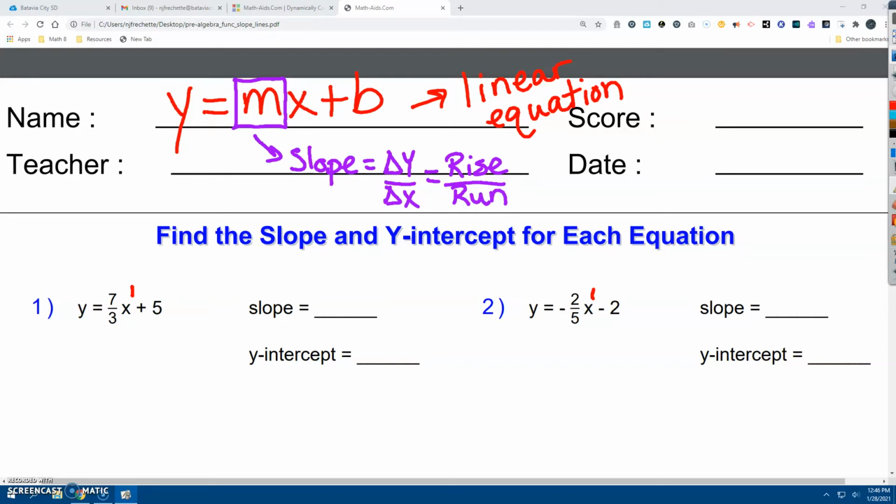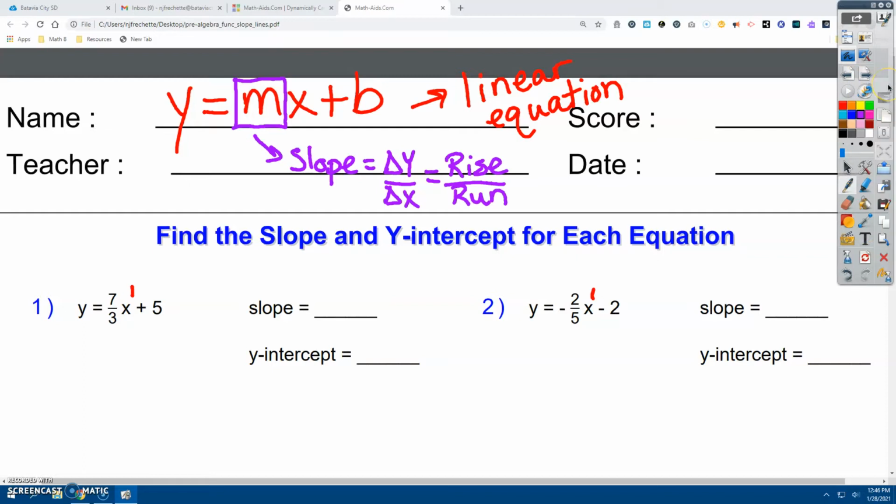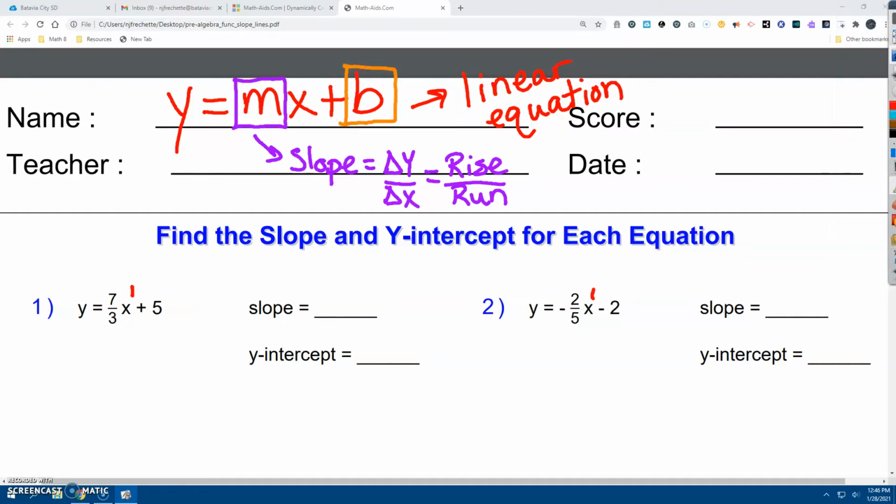Okay, the next thing, the other important piece of information is the b value. The b value is what I like to call, and I'm going to draw just an arrow down here, our b value is our y-intercept, right? Our y-intercept. That's our starting point, right? That's where the graph crosses the y-axis.